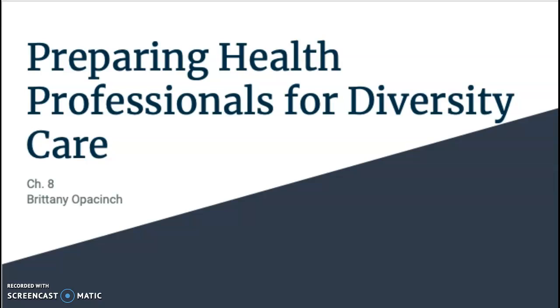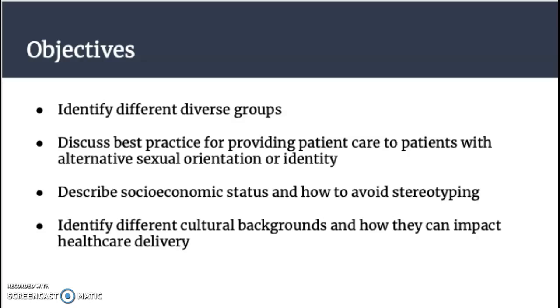Okay, we're going to take a look at Chapter 8 in the textbook, Preparing Health Professionals for Diversity Care. Some objectives to keep in mind throughout the lecture. We should be able to identify different diverse groups by the end, discuss best practice for providing patient care to patients with alternative sexual orientation or identity, describe socioeconomic status and how to avoid stereotyping within this group. Lastly, identify different cultural backgrounds and how those backgrounds can impact healthcare delivery.